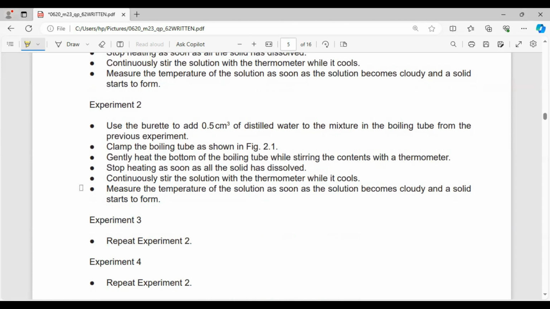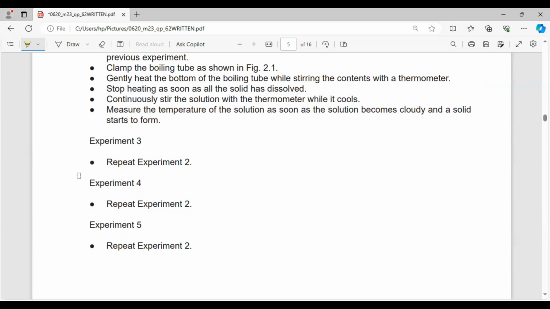In experiment 2, use the burette to add 0.5 cm cube of distilled water to the mixture in the boiling tube from the previous experiment. Clamp the boiling tube as shown. Gently heat the bottom of the boiling tube while stirring the contents with a thermometer. Stop heating as soon as all the solid has dissolved. Continuously stir the solution with the thermometer while it cools. Measure the temperature of the solution as soon as the solution becomes cloudy and solid starts to form. The same thing we have to repeat 3 times.